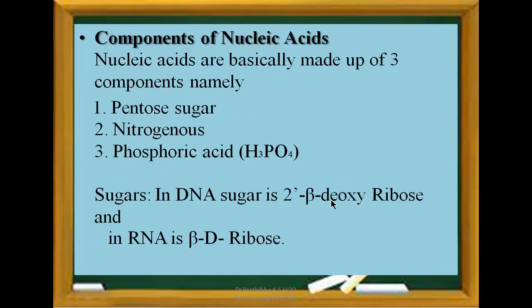I hope I made this particular topic of nucleic acids very simple. Then if anybody asks the question, what are the components of nucleic acids? Nucleic acids are made up of three components. Okay, the first component, pentose sugar, then nitrogenous bases, and phosphoric acid, H3PO4. The first one, pentose sugar. In DNA, that is deoxyribonucleic acid, the sugar is 2' deoxy-beta-D-ribose, and in RNA, beta-D-ribose.